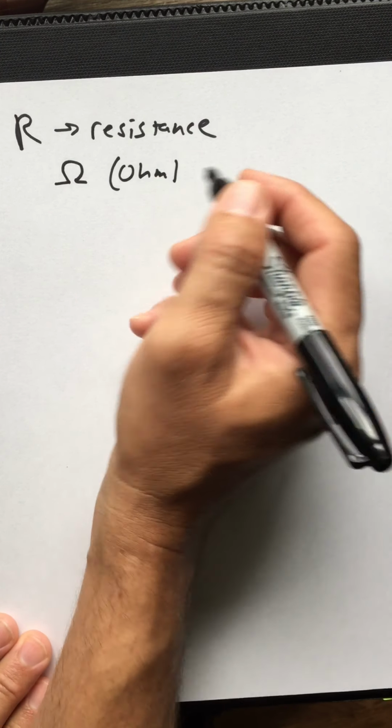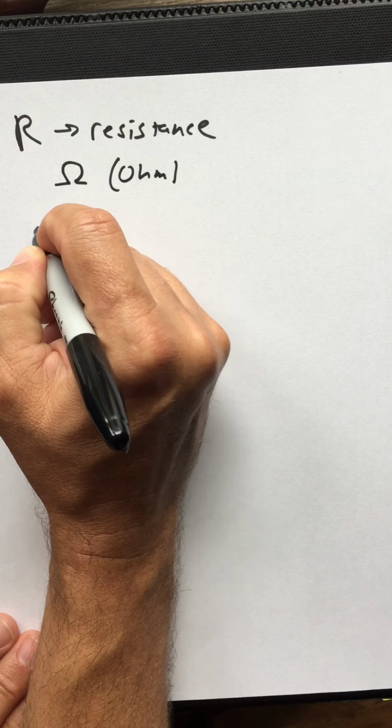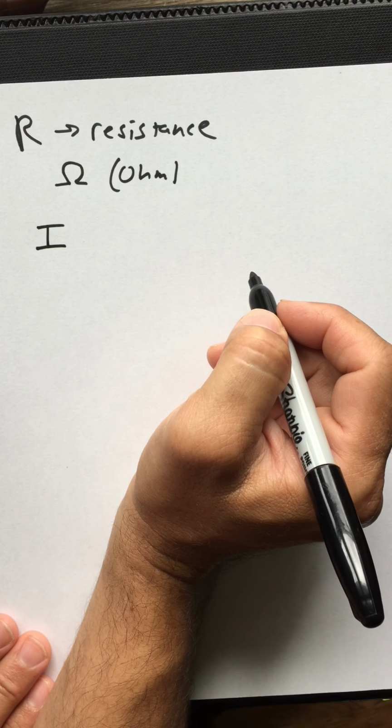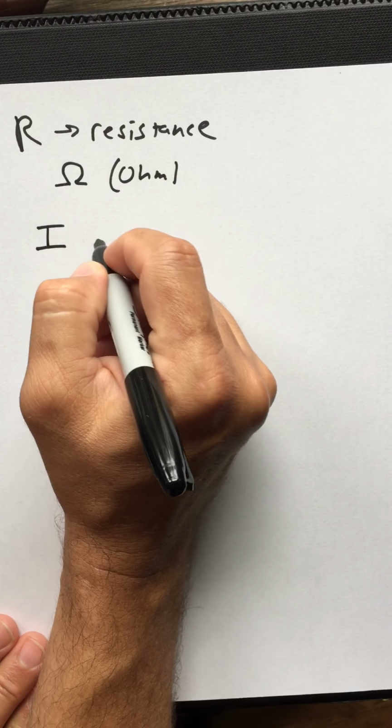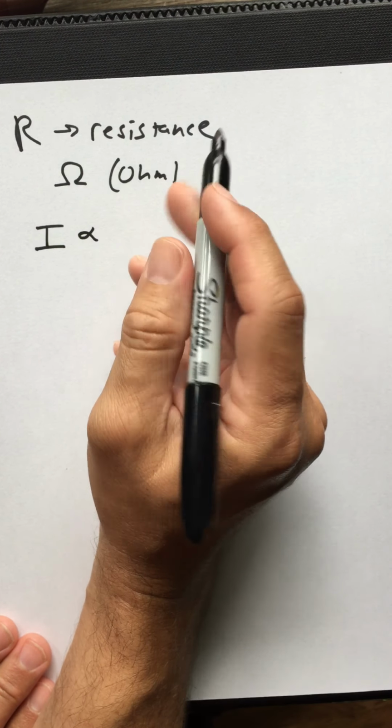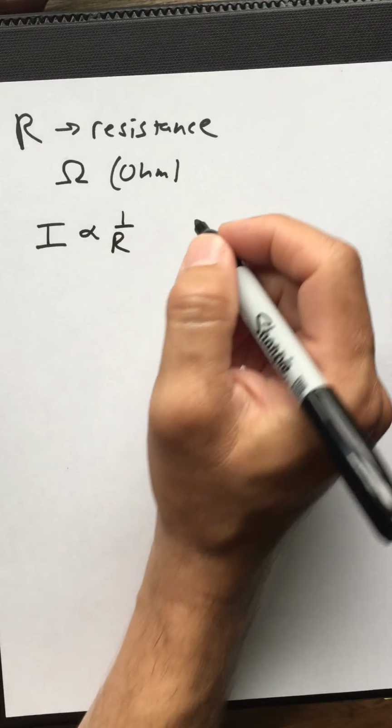All right, so let's think about the current here. We know that the current is going to be inversely proportional. This is the mathematical symbol for proportionality. It's going to be inversely proportional to the resistance, right? The lower the resistance, the easier it is for charges to flow, the higher the current. The higher the resistance, the harder it is for charges to flow, the lower the current. So inversely proportional to the resistance.